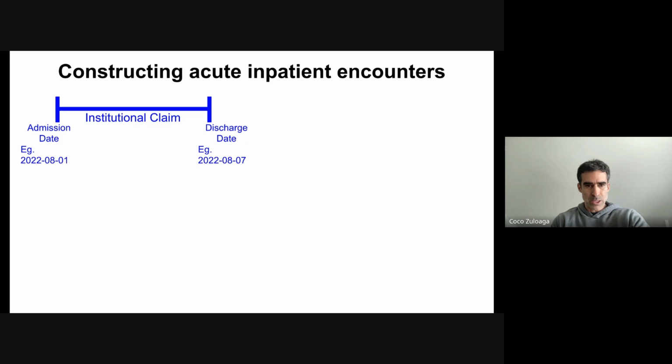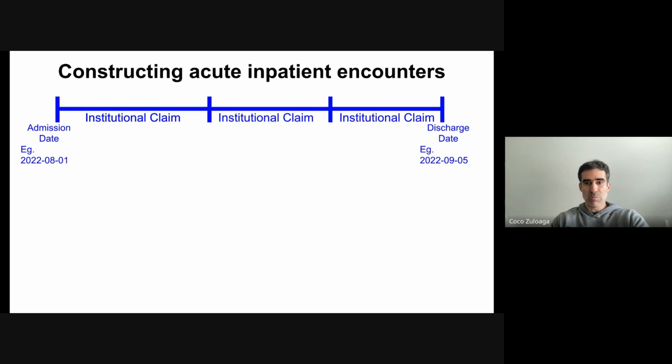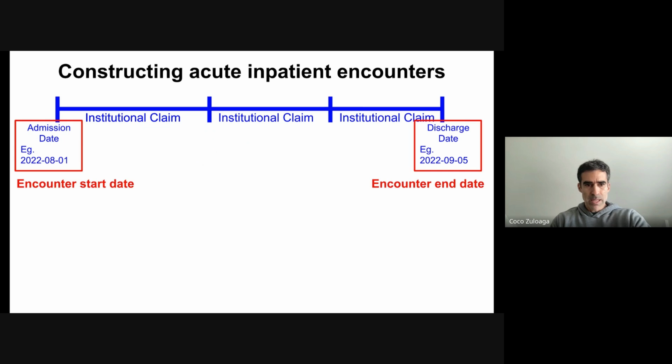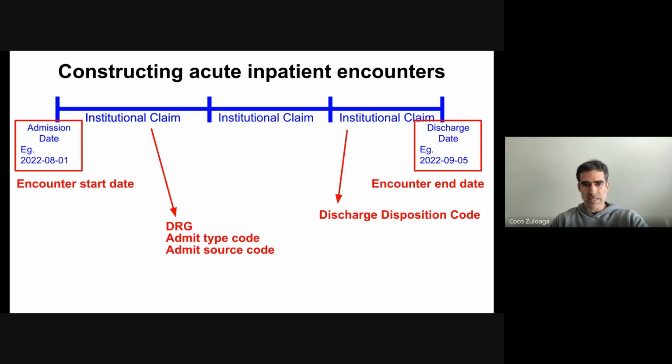And now an acute inpatient encounter could be defined of a single institutional claim, or it could be defined of multiple institutional claims that are merged into a single encounter. Then the institutional claims that make up the encounter define the beginning and the end of the encounter, as well as key data elements that are part of the encounter. So there's key fields that are assigned at the encounter level, like the DRG or the admit type code or the discharge disposition code, and these fields come from the institutional claims that make up the encounter.